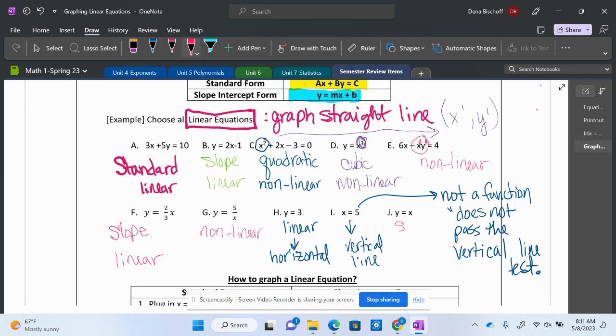This last one is a function. It's also written in the slope form. So this is linear. So I'm going to leave that there for a second. Again, these should be review.